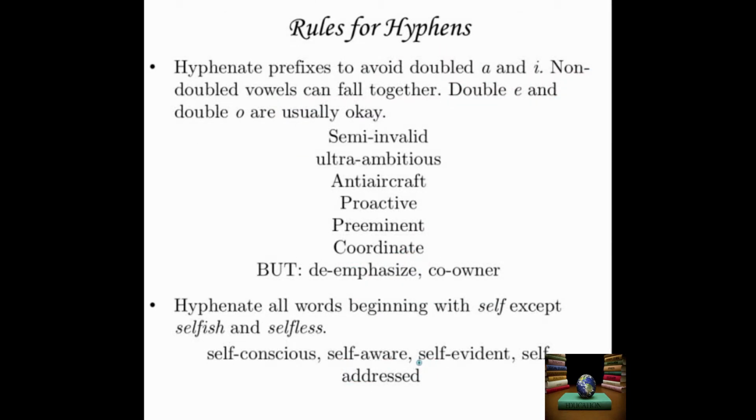All right. Hyphenate prefixes to avoid a doubled letter A and a doubled letter I. Non-doubled vowels can fall together. Double E and double O are usually okay. So we don't say semiinvalid without the hyphen, we say semi-invalid, because otherwise you have two I's next to each other, and that just freaks out English readers. Similarly, ultra-ambitious, but it's okay to say anti-aircraft. You've got two vowels together. Actually, you've got three, but because they're not the same, we can look at those and go anti-aircraft, and we know that the sound changes, and it doesn't freak us out too much.